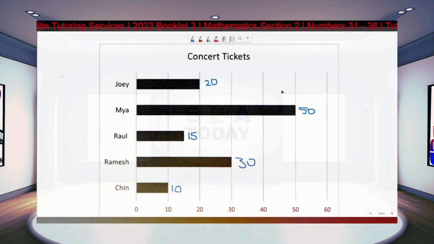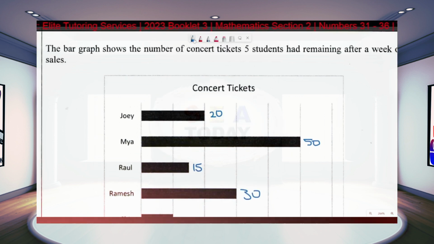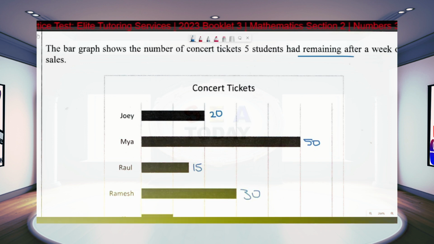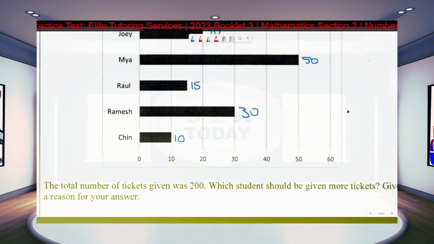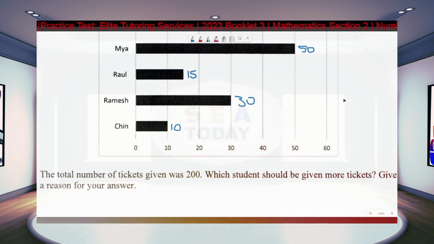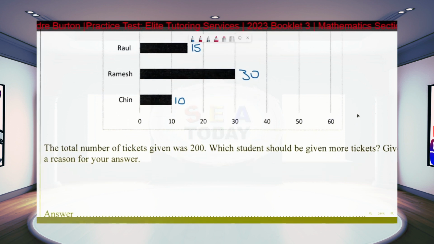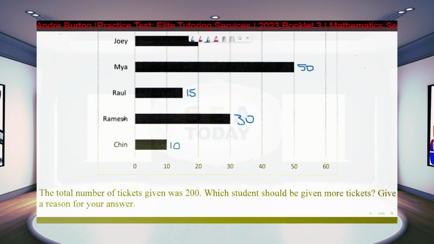Now, this question is a little simple once we read it clearly. This is how many tickets the students had remaining. Not how many tickets were sold, how many tickets were remaining. The question is saying the total number of tickets given was 200. Which student should be given more tickets? Give a reason for your answer. Alright, so out of these 1, 2, 3, 4, 5 students, who should be given more tickets to sell? Who do you think? Think about it for a second.